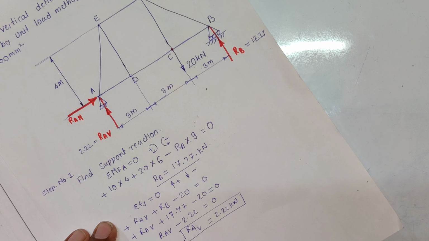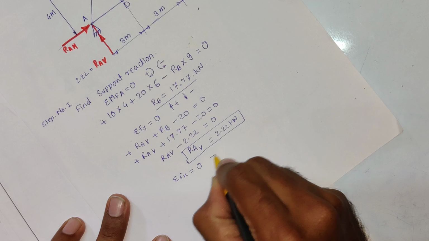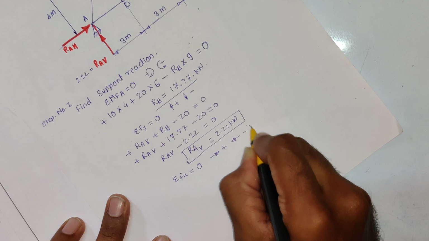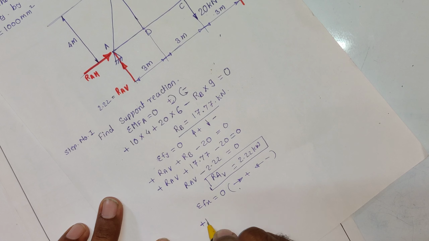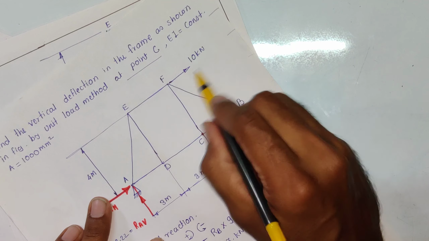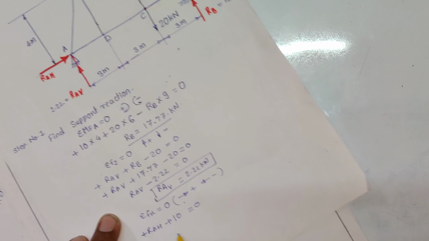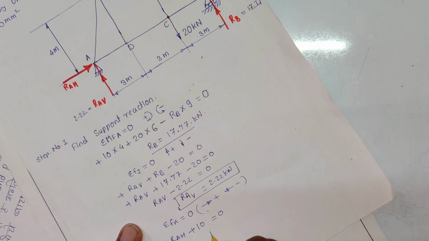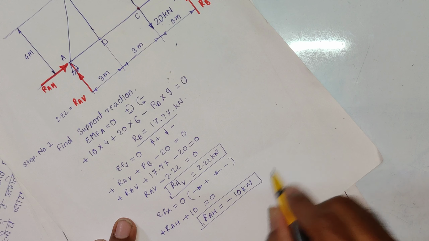and summation of Fx is equal to 0. Right side positive, left side negative. As you can see here, there is a reaction RAH plus RAH. This 10 is also towards right side. So plus 10 is equal to 0. So RAH is equal to minus 10 kilonewton. Right. So as you can see here, answer is minus 10 kilonewton.